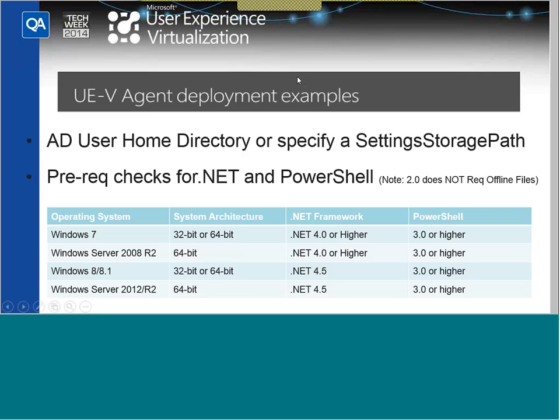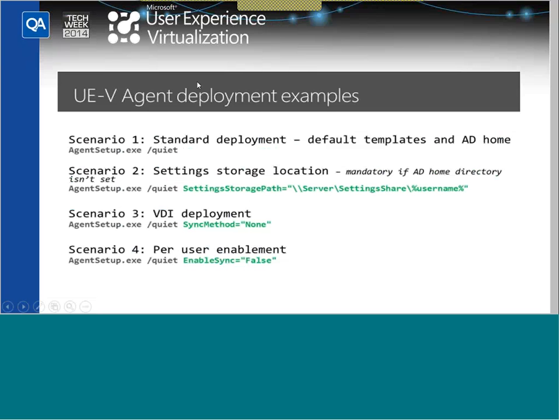Not being used anymore. Here are some examples of setting up the agent, setup.exe acquired. I will just use the standard defaults being enabled, and we'll be using the user's home directory for the settings store path. If I want to provide the settings store path, there's a switch option on the EXE that I can pass the settings store path location to. So there's an example there. And we can also disable the sync method by simply putting sync method equals none in there, and that turns off the sync method.